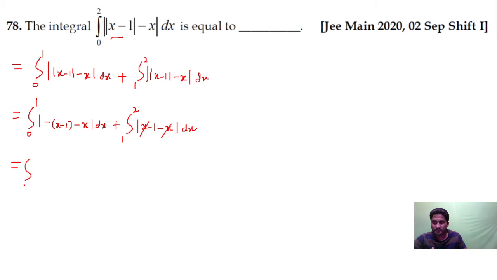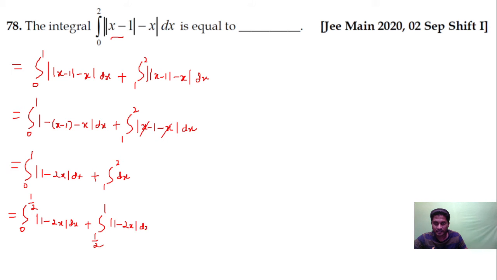Now this is equal to integration 0 to 1, mod. If you open the bracket, this will be equal to 1 minus 2x. Open the bracket and simplify, you get 1 minus 2x, plus integration 1 to 2, minus of minus is plus, you get only dx. Now 0 to 1 can be written as 0 to half, because for 1 minus 2x you get a sharp edge at half. Mod of 1 minus 2x dx, plus integration of half to 1, modulus of 1 minus 2x, and then integration of dx is x between the limits 1 to 2.